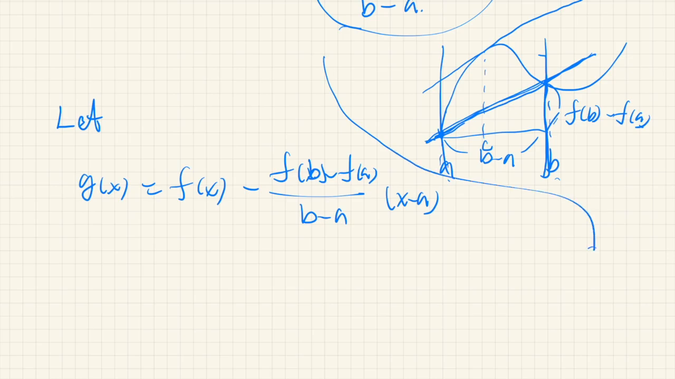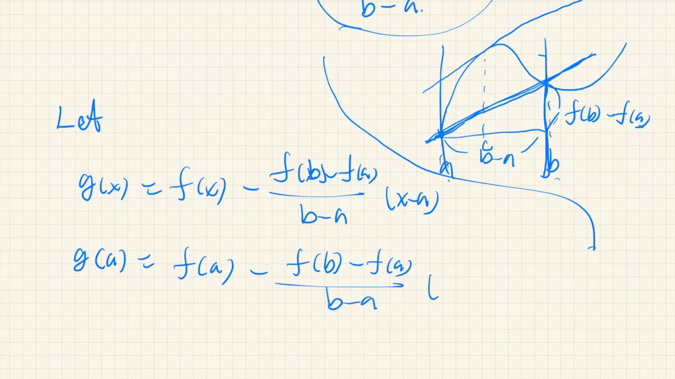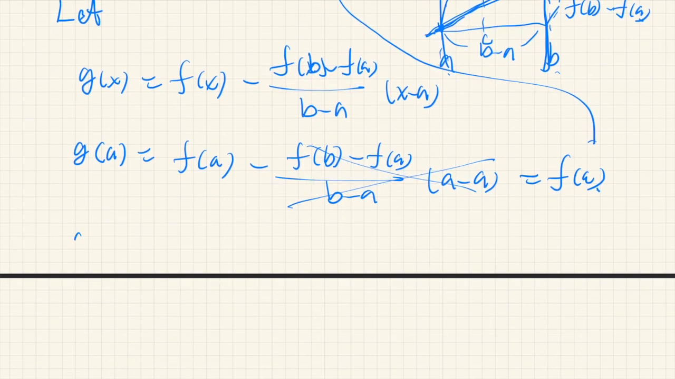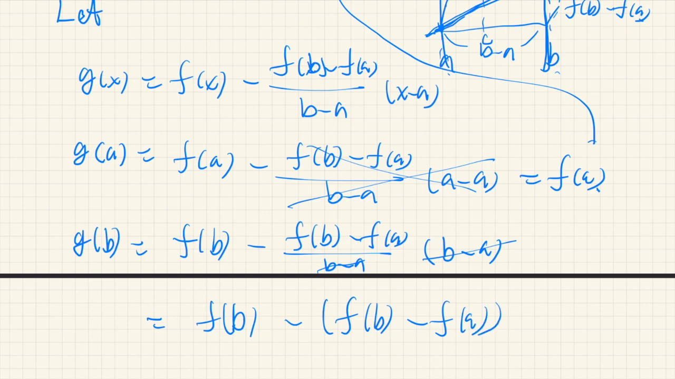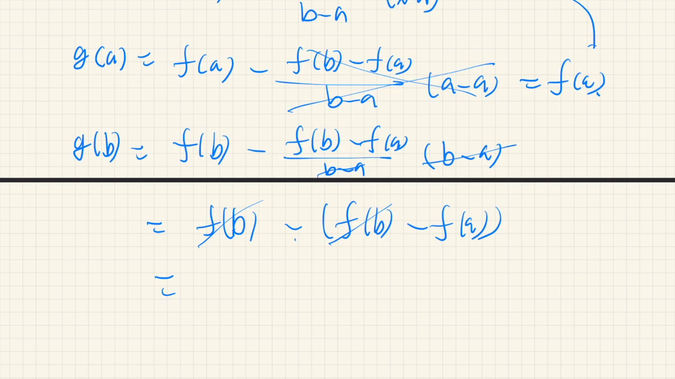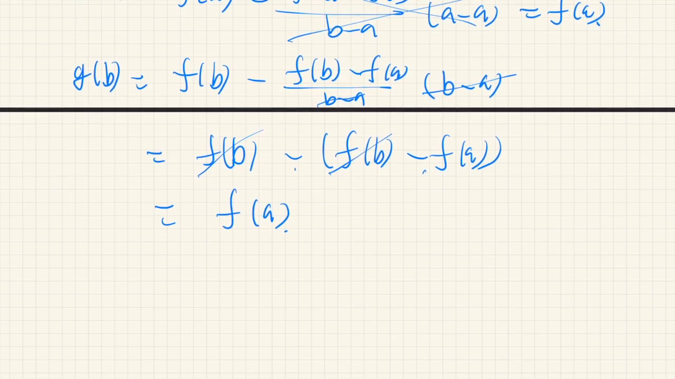Okay. So if we define this function, then g of a is f of a minus (f of b minus f of a) over (b minus a) times (a minus a). So this term disappears, so this is equal to f of a. And g of b is f of b minus (f of b minus f of a) over (b minus a) times (b minus a). So this and this cancel, so we have f of b minus (f of b minus f of a). But this f of b and this f of b cancel, and negative times negative is positive, so we have f of a. So that means g of b is equal to g of a.